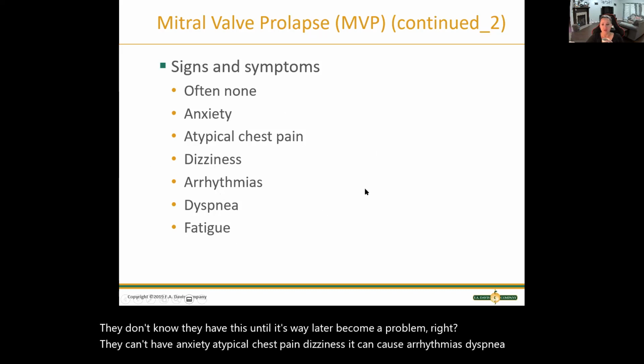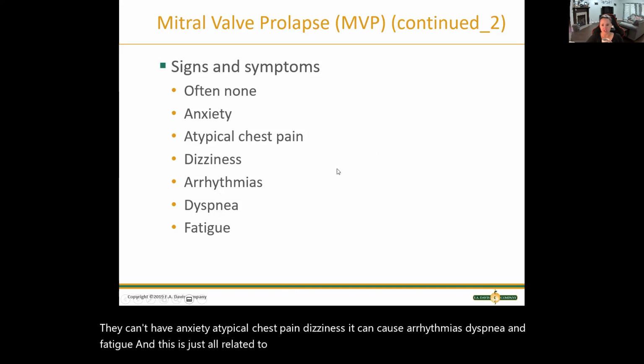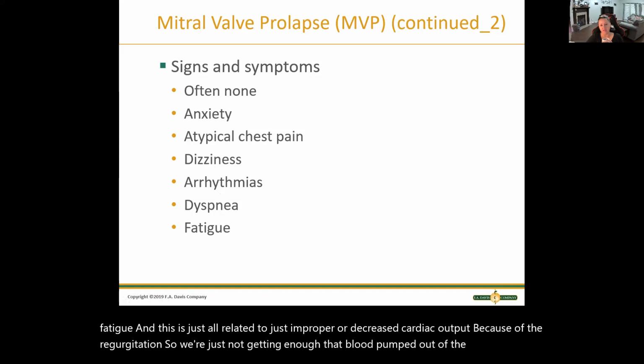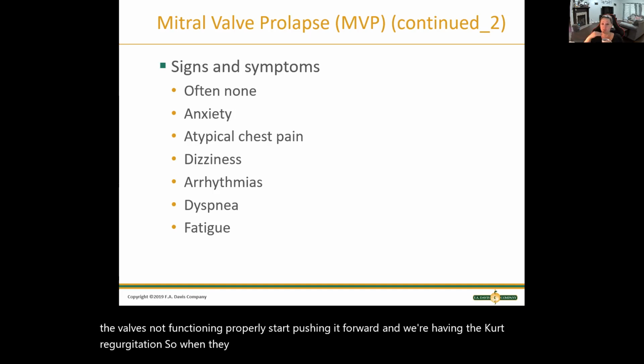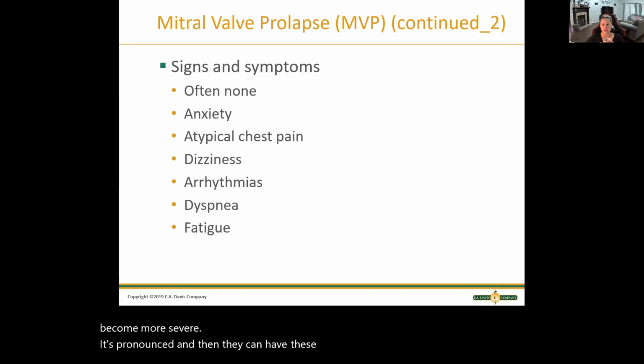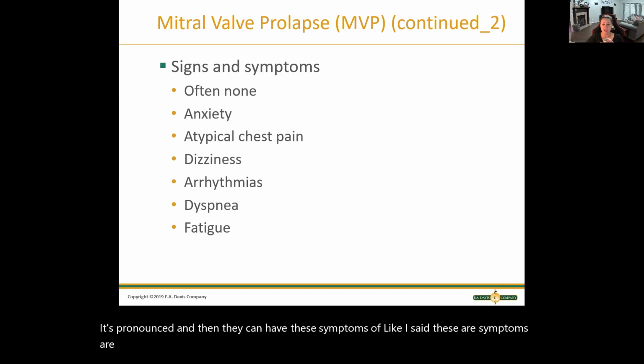And this is all related to decreased cardiac output because of the regurgitation. We're just not getting enough of that blood pumped out of the heart because the valve's not functioning properly, so it's not pushing it forward, and we're having the regurgitation. When they do develop these symptoms, as the regurgitation becomes more severe and pronounced, these symptoms are really secondary to that decreased cardiac output the patients are experiencing.